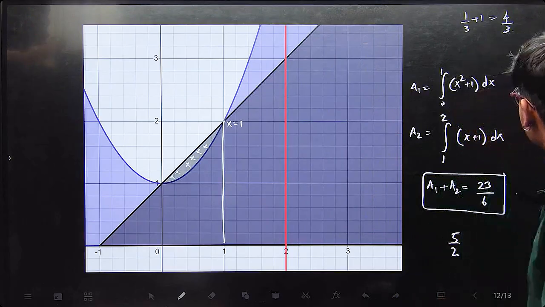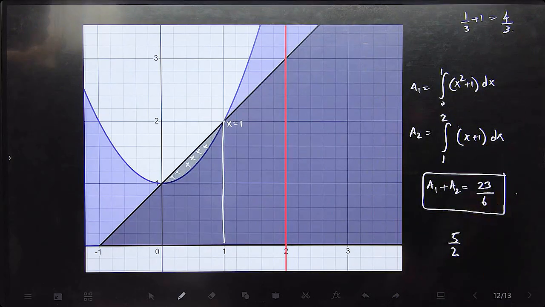5 by 2 plus 4 by 3 कितना आएगा? 4 2 is 8, 5 is 15, 23 by 60 तो आ रहा है. Second one is 5 by 2, not half. How is it coming half?